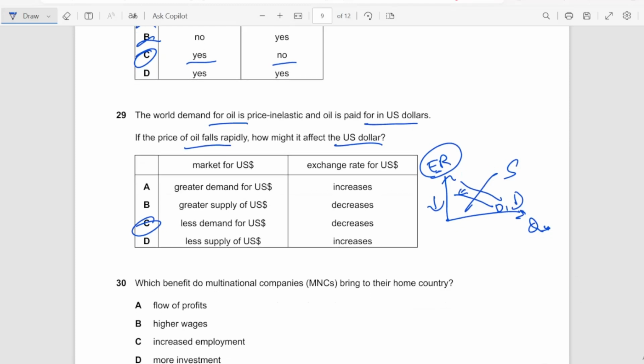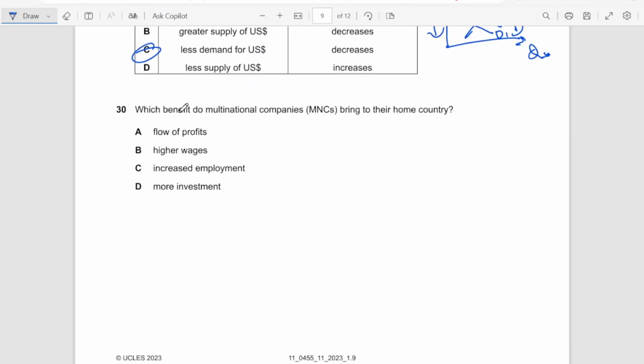Okay, next. Which benefit do multinational companies bring to their home country? Okay, it's not host country, right? Flow of profits, yep. So higher wages, I mean, it's in the host country because if a business is being established in a country, it's going to create demand for labor, the wages are going to go up. It increases employment, yes, as the demand for labor is created due to establishment of a business bringing in investment from abroad. That's a benefit to the host country.